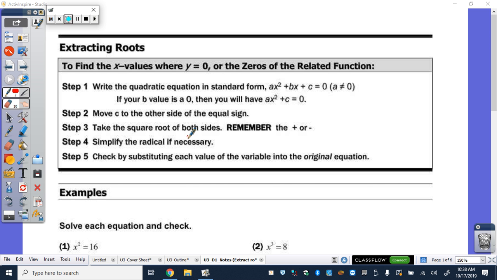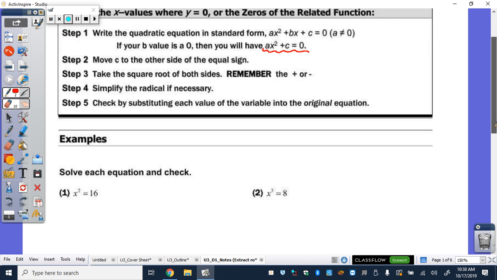So our first way is what we call extracting roots. Those are generally set up where you have simply an x squared or even an x cubed and then a number along with it. There's no x term, like in my example, ax squared plus c. You have your x squared, you have a number, there's no middle term. So that's when you can do what we call extracting roots. What you want to do is get your x squared entirely isolated, and then take the square root of both sides.